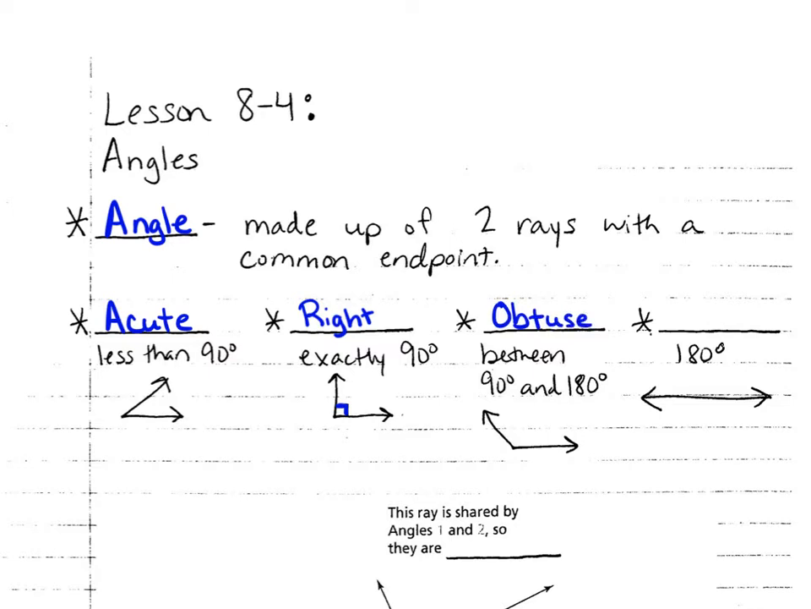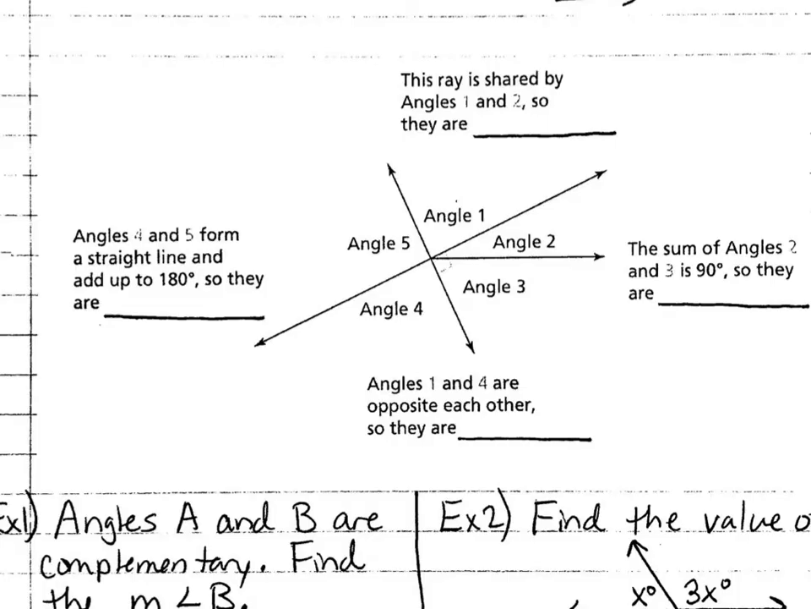And then if you have an angle that's exactly 180 degrees, it'll form a straight line, so we call it a straight angle. Now we have some more definitions, but we're going to look at them using this diagram. First of all, here at the top, this ray is shared by angles 1 and 2. So we see this ray here is a common side or ray for angles 1 and 2. So that tells us that these are adjacent angles. They're called adjacent because they're right beside each other.